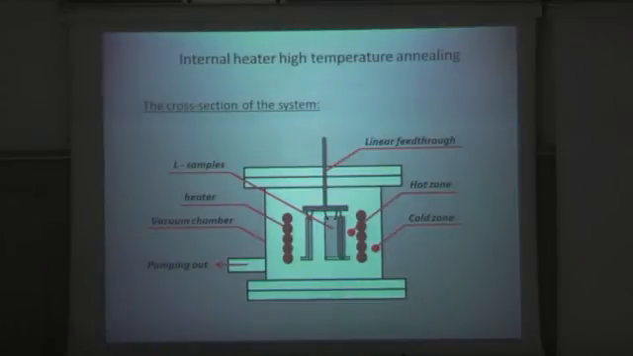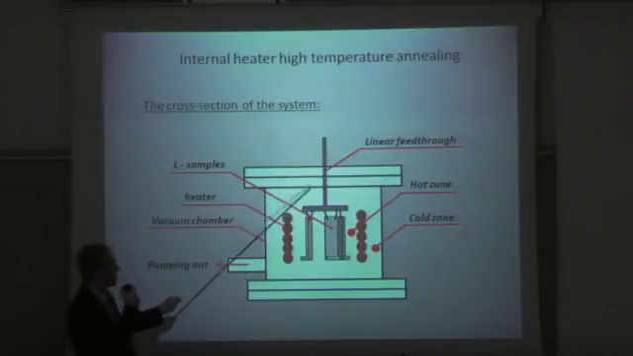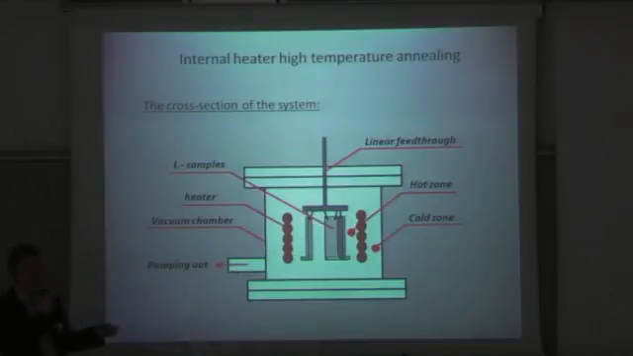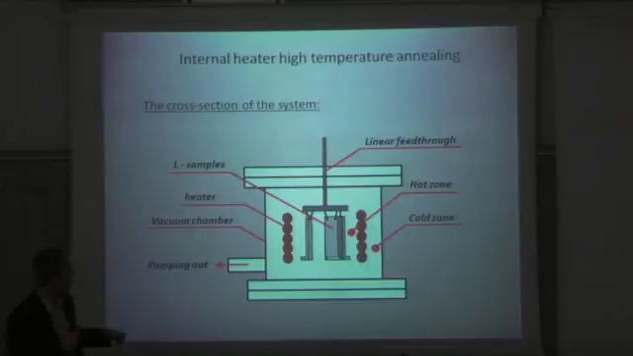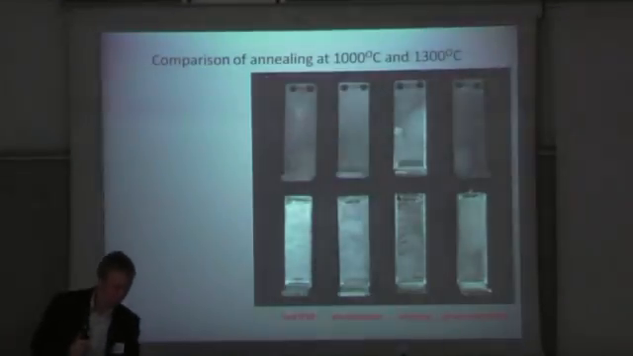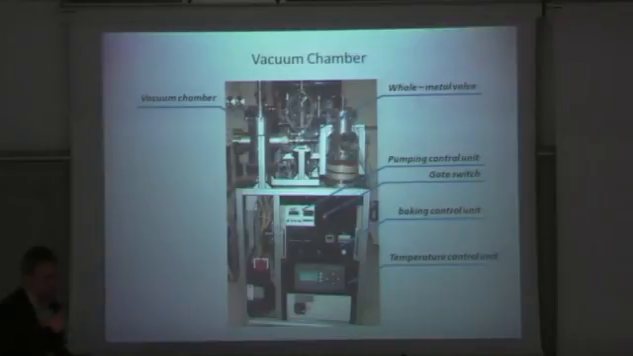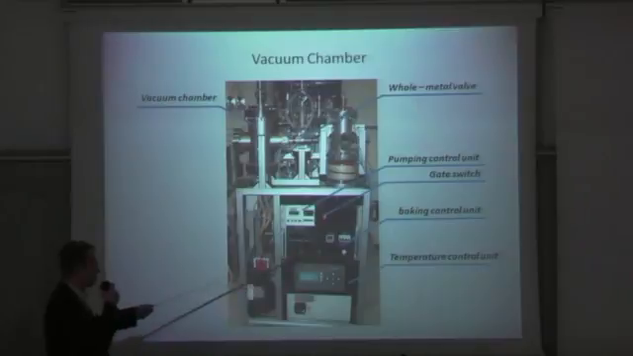Here is just a little sketch, the cross-section of our system. We can see the chamber. Here is pumping. It is a heater unit, feed-through, and the samples, which are fixed on the feed-through with the use of niobium wire. Mention that here is the hot zone, but here it's the cold zone. It's very important. It's just a picture of our stand, temperature control unit, baking control unit, and the vacuum chamber.